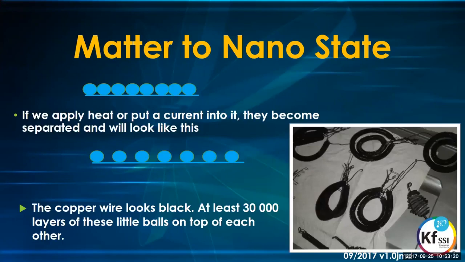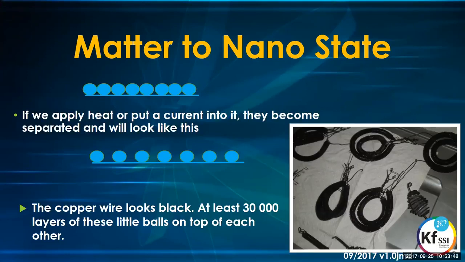So when we go to the nano state, if we apply heat or put a current into it, if we apply heat through the caustic environment, it becomes separated and will look like this. We can see that those tiny balls that were very tightly packed are released, and so they'll find their position, so they'll move further away from each other, still connected, but now they're further apart.